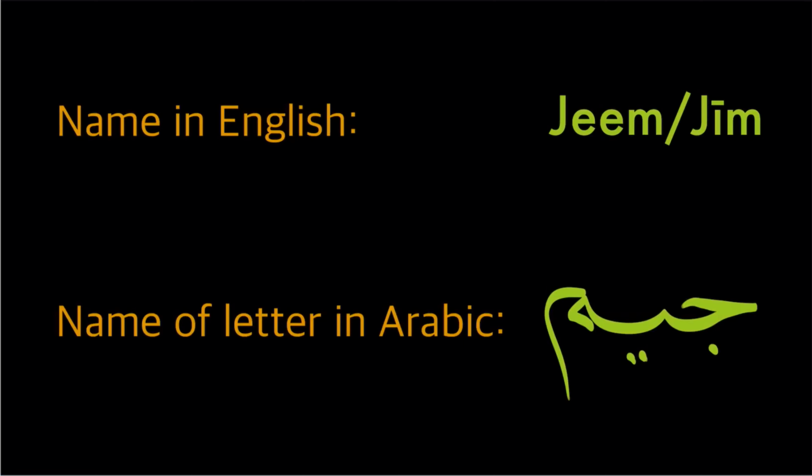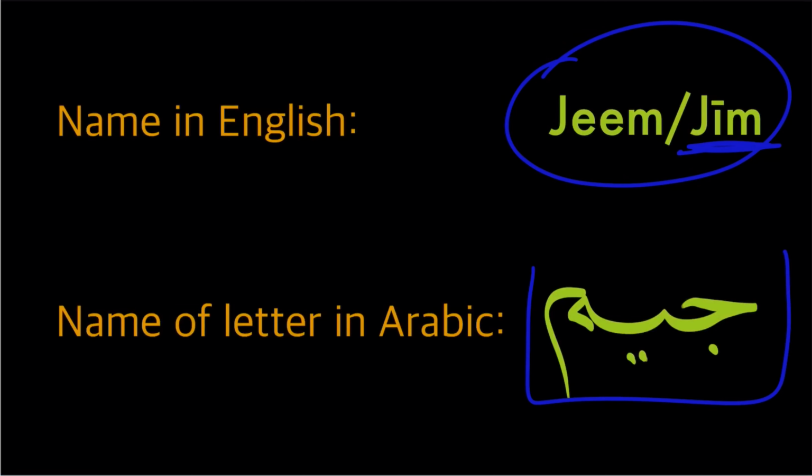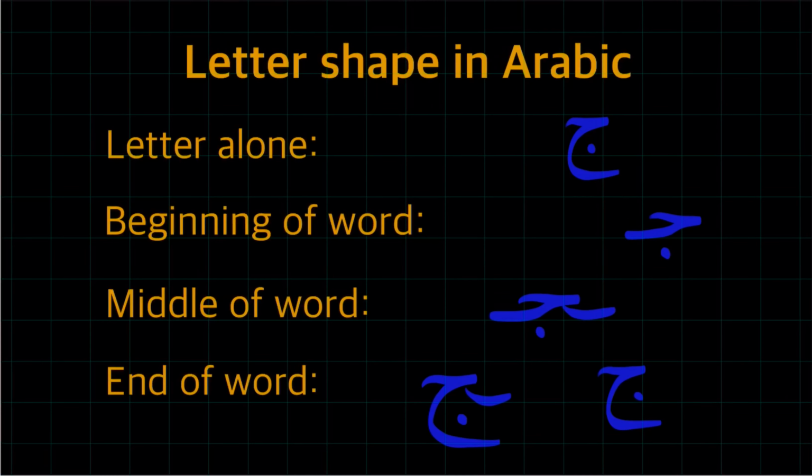This slide shows you the name of the Ja or JEEM letter in English and in Arabic. These are a couple of ways you could write the letter in English, JEEM. This is how the full name of the letter is written in Arabic. I highly recommend memorizing the full names of letters, but you could simply call it Ja or Ji or Ju, whatever makes you feel comfortable. So the full name of this letter in Arabic is JEEM. So how does the letter look like in Arabic?